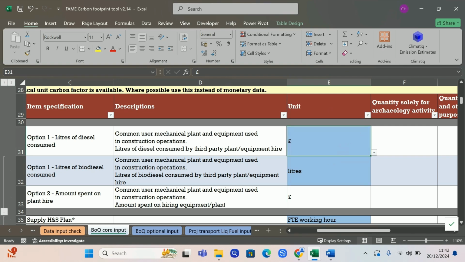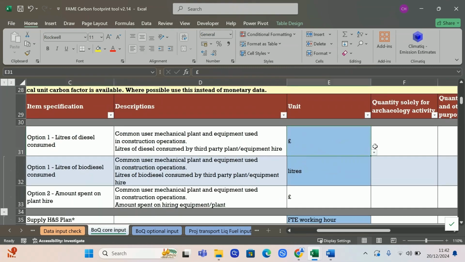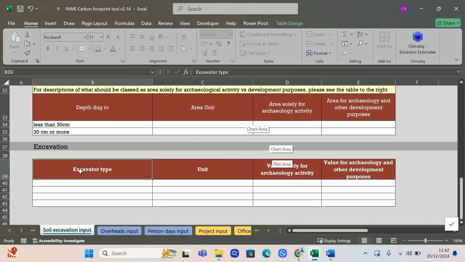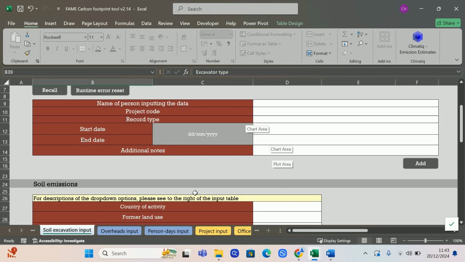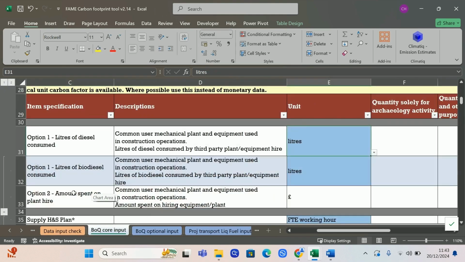And the same process applies to the temporary site accommodation below. Another thing to note with this is that excavator emissions are also included in the soil and excavation input tab. So it's really important to be aware of this so that you don't end up double counting. The estimations done in the soil and excavation input tab are more accurate than using the spend-based data as option 2 on the bill of quantities.